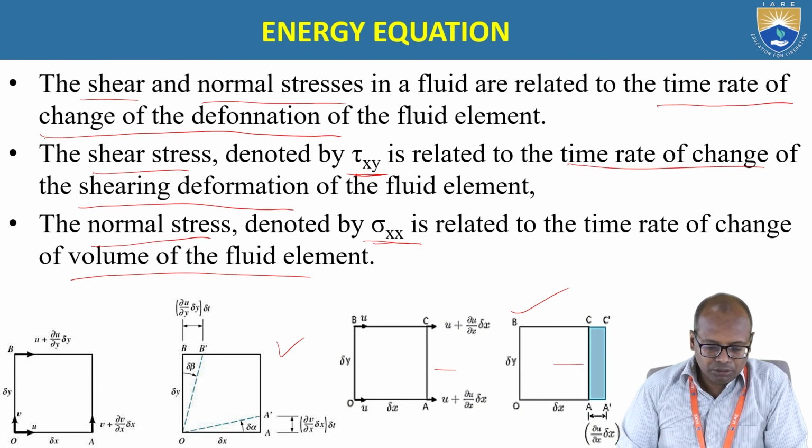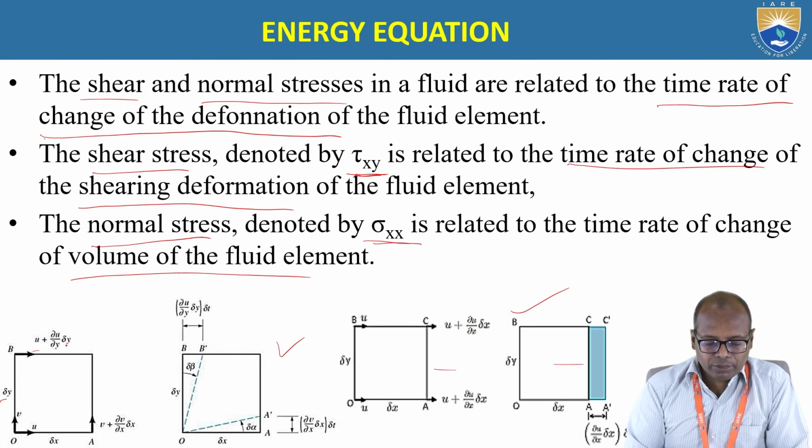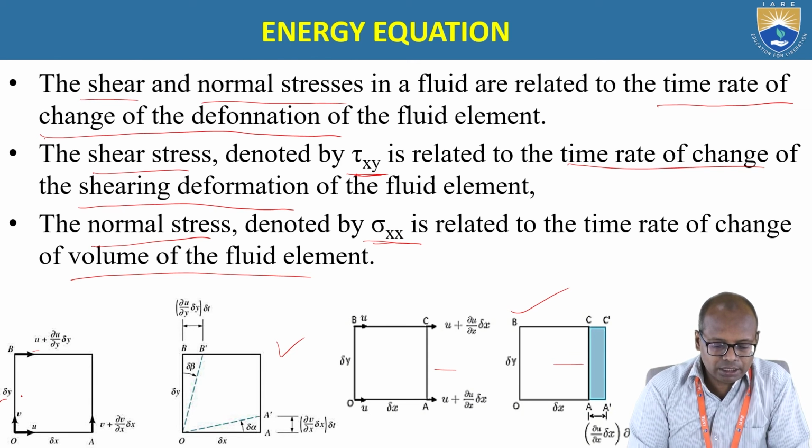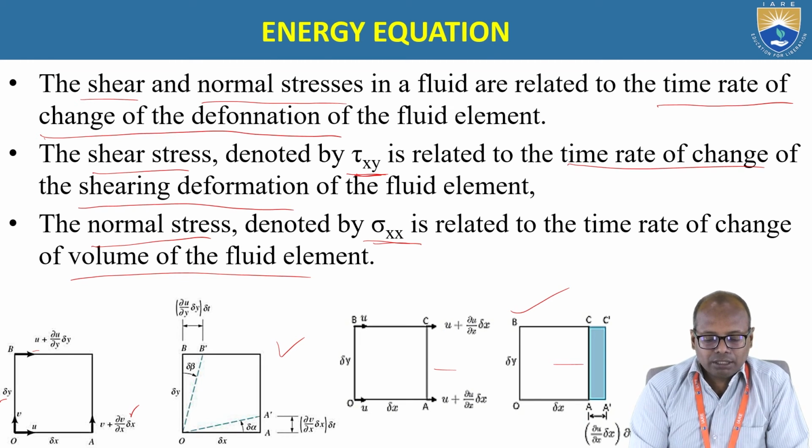Now here you can see this is a velocity u, and after a distance delta y there is another velocity u, and here this is velocity v acting in this direction, and at a distance of delta x there is another value of the velocity. Now because of this there is an additional velocity. What is this additional velocity? It is the relative velocity between this point and this point.